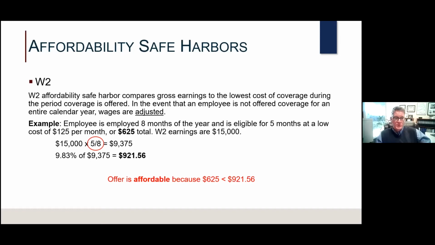I'm not going to force you to do any math today. That would be mean. But if you go back and look at this example and do the math, you'll see that we've worked out here that somebody who worked for the employer for 8 months with a W-2 figure of $15,000 had an affordable offer of coverage when you work out all the math. So the takeaway here is that you've got to pick one affordability safe harbor.